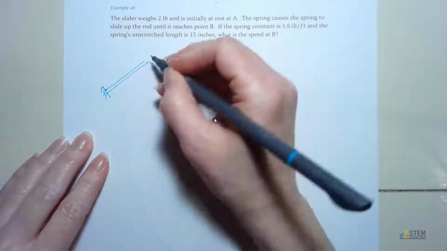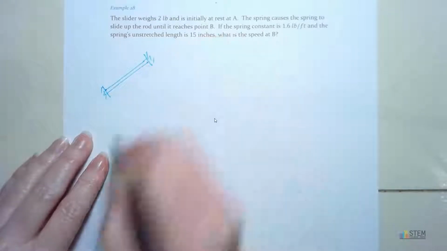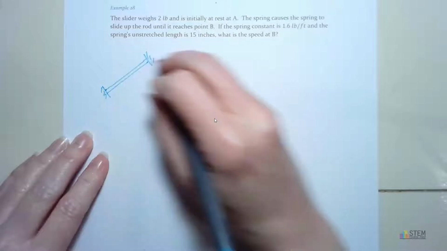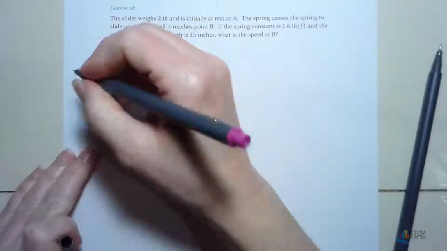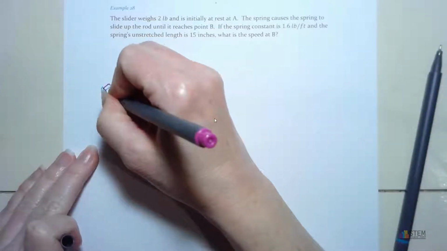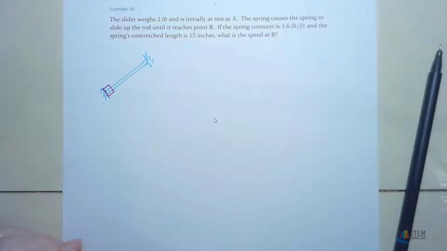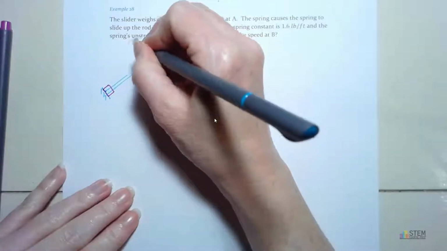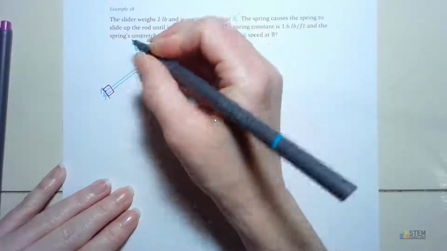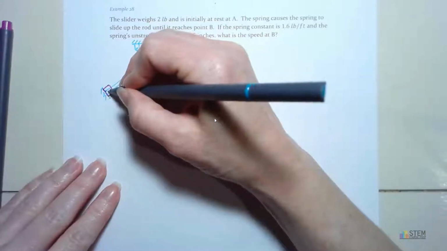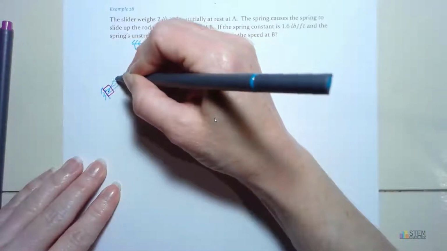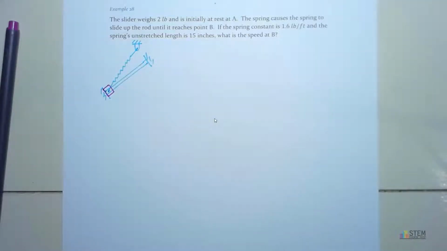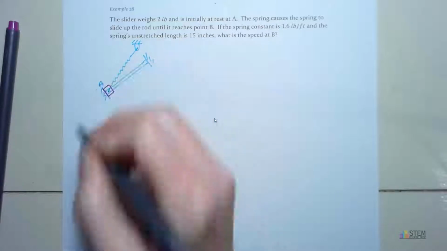It looks like that. And it's in between two fixed points here. And we're going to have a slider on here. Make it a different color. Alright, so here is our slider. Now, attached to this slider is going to be a spring. Alright, and the spring is going to be attached up here. So initially we're going to have a spring. It's attached right here in the center. And it's like that. Alright, so we've got that there, and this is point A.